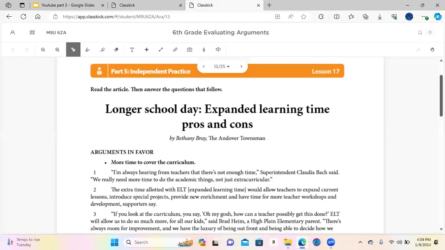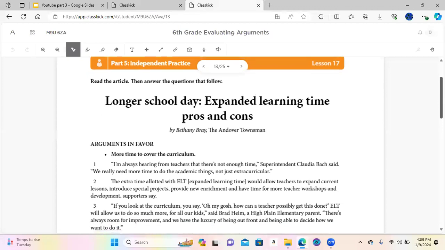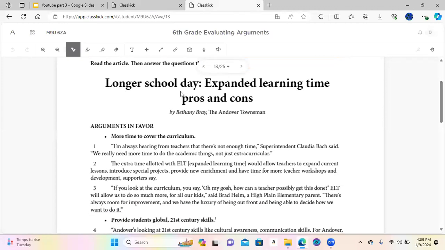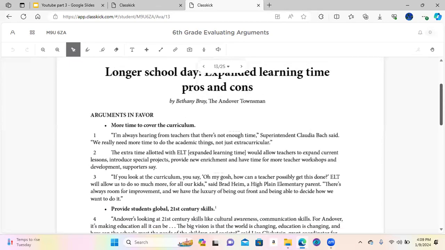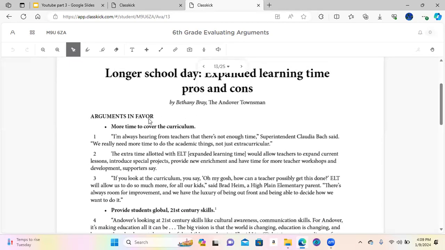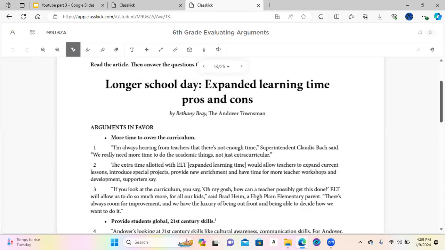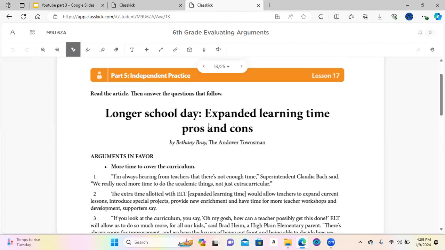Read the article, then answer the questions that follow. Longer School Day, Expanded Learning Time, Pros and Cons by Bethany Bray, the Andover townsman. Arguments in favor. So these arguments that I'm going to read are in favor of longer school days.